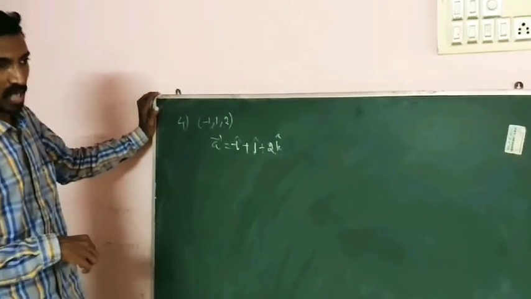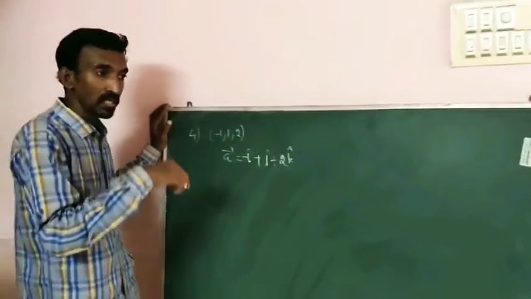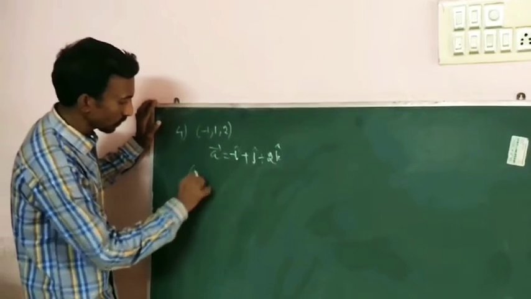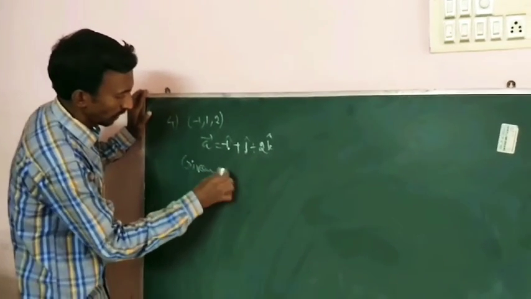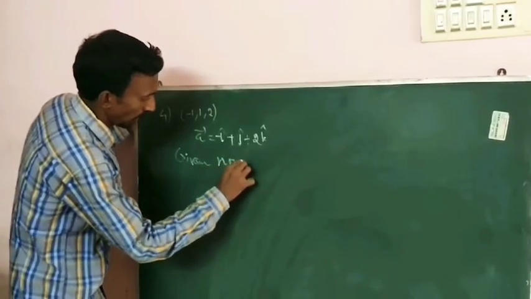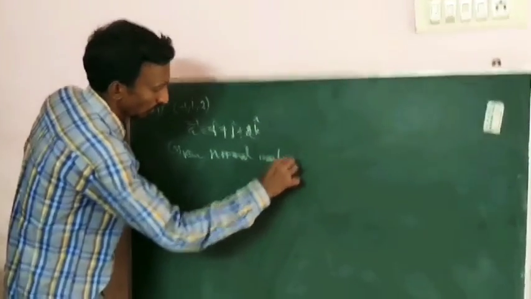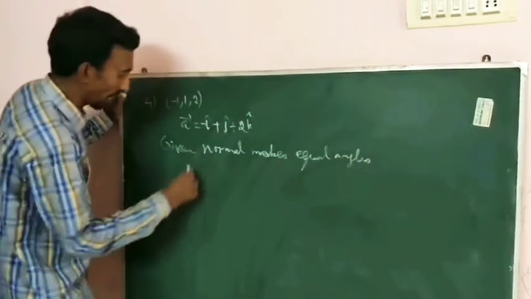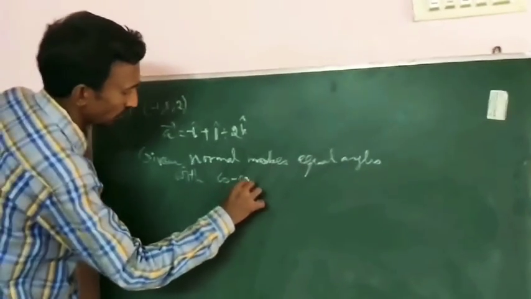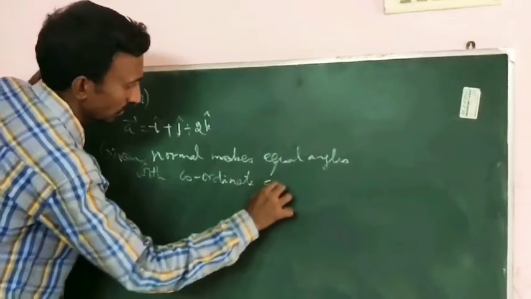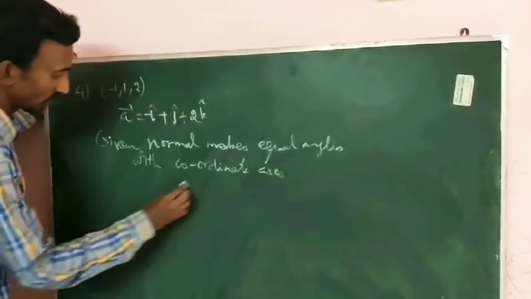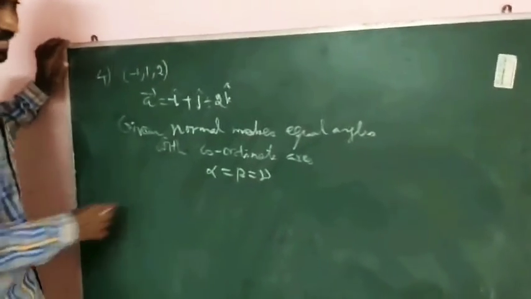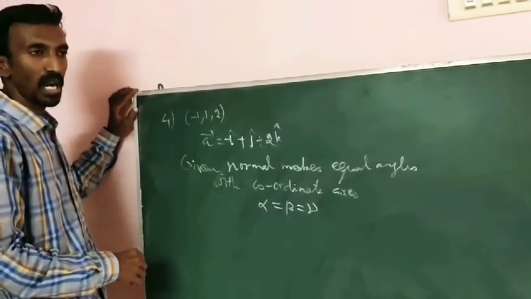Now our aim is to find out the normal vector n vector that makes equal acute angles with the coordinate axes. So the given normal makes equal acute angles with the coordinate axes, which means alpha equal to beta equal to gamma. We know that the DCs are cos alpha, cos beta, cos gamma.